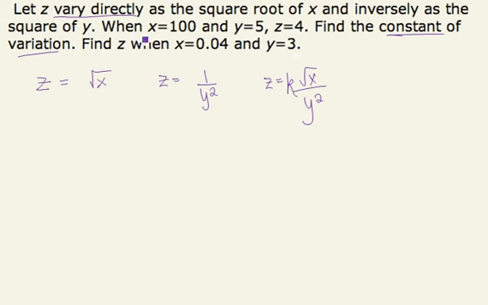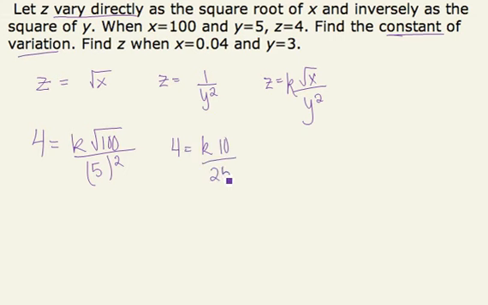We look at the information given. We have x equals 100, y equals 5, and z equals 4. So if z equals 4, I'm going to say 4 equals k. x equals 100, but that's really the square root of 100. y equals 5, that's really 5 squared. So 4 equals k times 10 over 25.